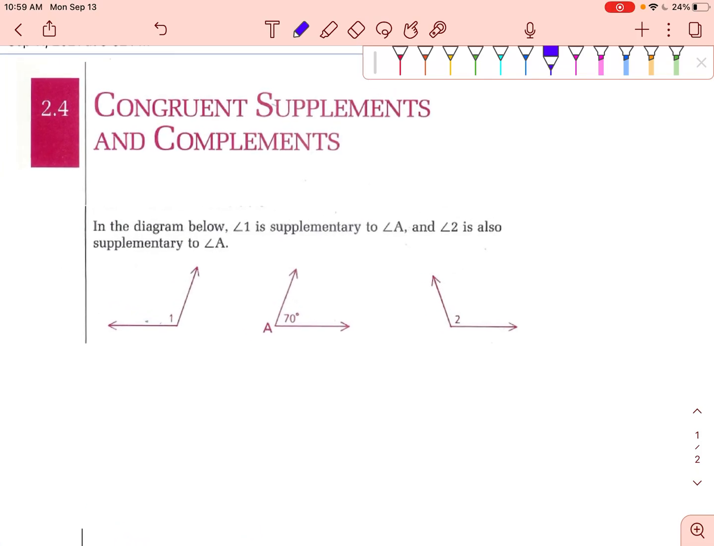Okay, so some given information. 2.4 is about congruent supplements and complements. Let's take a look at this. The first piece of information tells me that angle 1 is supplementary to angle A. If angle 1 is supplementary to angle A, that means they add up to 180. If angle A is 70, angle 1 has to be 110 degrees.